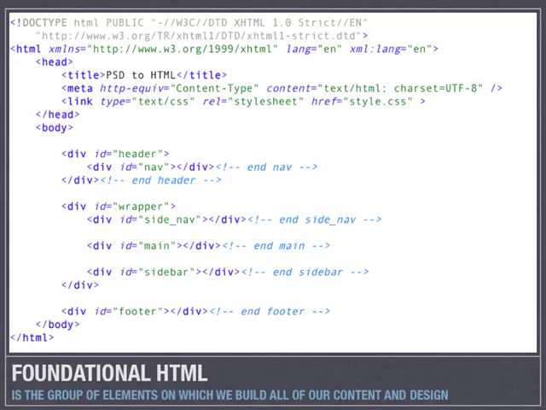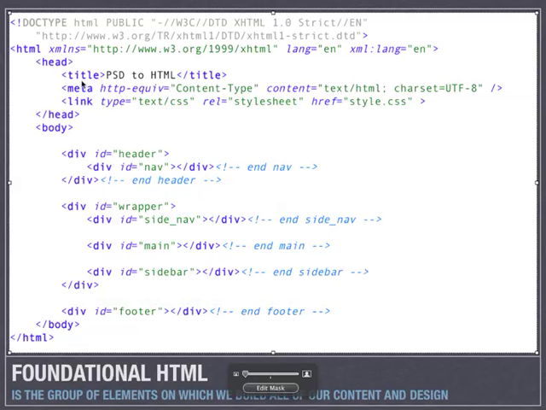As I'm describing it here, it's the group of elements that we build all of our content and design on. So that includes the doctype, our HTML element, the head, the body, and then what we're going to look at today especially, these div elements that say, all right, here are the major sections of this site, and then we're going to put content inside of those sections.